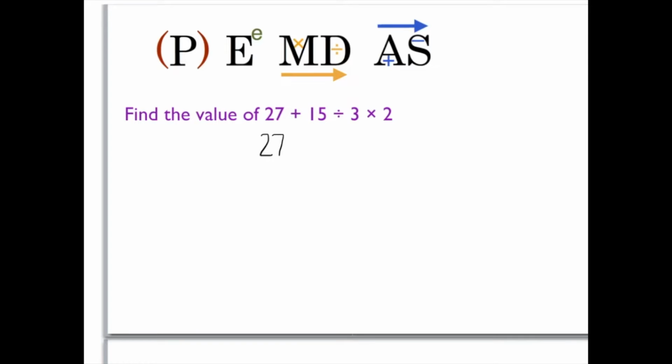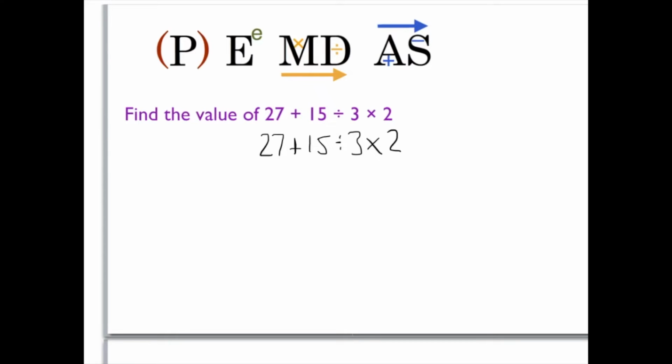Alright, so we've got 27 plus 15 divided by 3 times 2. PEMDAS tells us to look for parentheses first. We don't have any parentheses. Let's look for exponents next. There are no exponents. And then multiplication or division from left to right. Now this is a little bit tricky because we do have division and multiplication in this problem, but again we need to do it from left to right.